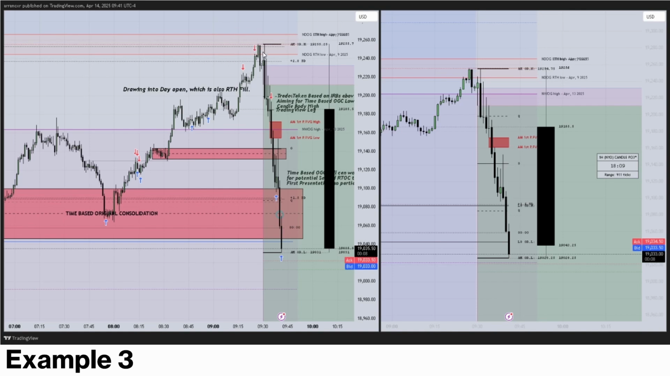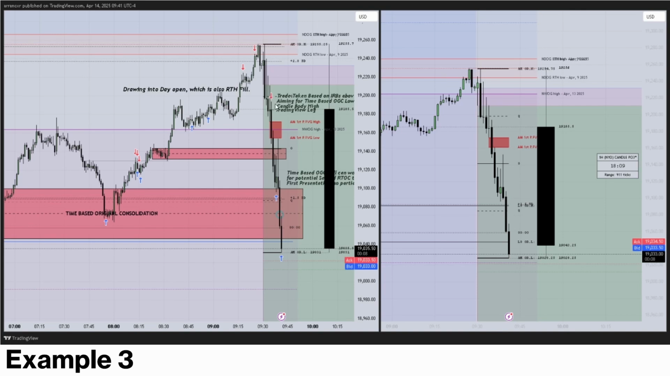And then what happened is that 9:30 open, okay? So I have my markups right here. Trade taken based on IRBs above and aiming for time-based original consolidation low. Candle body high, and yeah, that's just me getting filled wrong on my entry. It should have been like around here or something. But yeah, as you guys can see, we did tap the first presentation, but it doesn't matter.